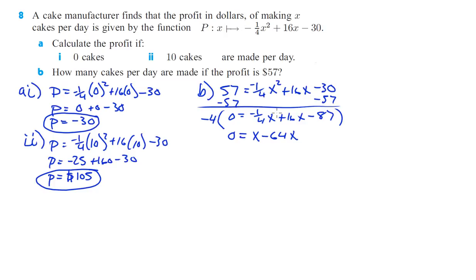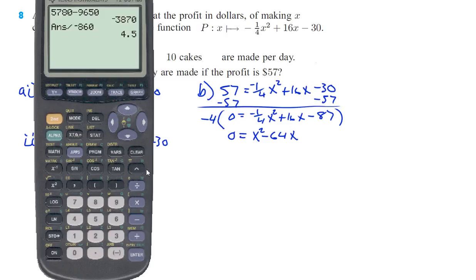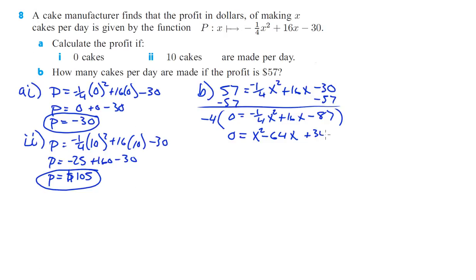Oops, this is x squared, and this is x squared. And then negative 4 times negative 87, let's figure that out. A negative times a negative is a positive, so 4 times 87 is 348, and that's going to be positive 348. Now we're going to try to factor this. We know that's x and that's x. We have to come up with the factors of 348 that add up to negative 64.